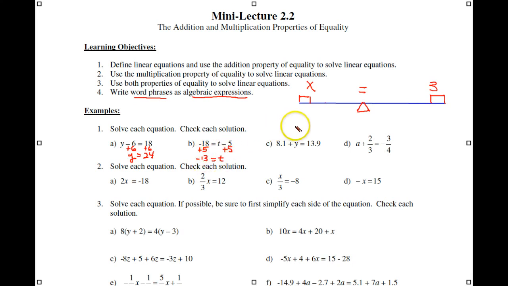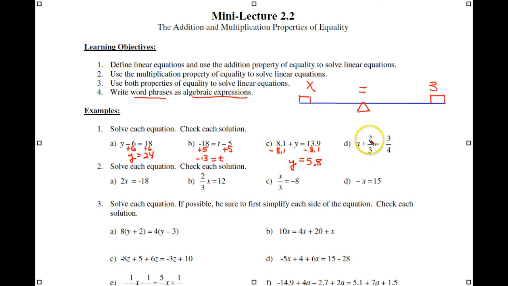Now, whether you have decimals, that's fine. Want to get the y by itself? What's the opposite of this? Well, a negative 8.1. So we get y by itself equals, now we subtract, this is going to be 8, and this is going to be a 5. So y equals 5.8.